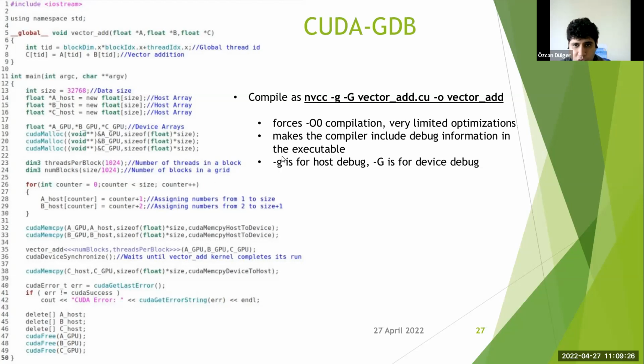Then we free all of our arrays. So in order to use CUDA-GDB, you must compile with the -g and -G options. These options force -O0 compilation, which means there will be very limited optimizations in our code. This also makes the compiler include debug information in the executable. -g is for host debugging, -G is for device debugging.